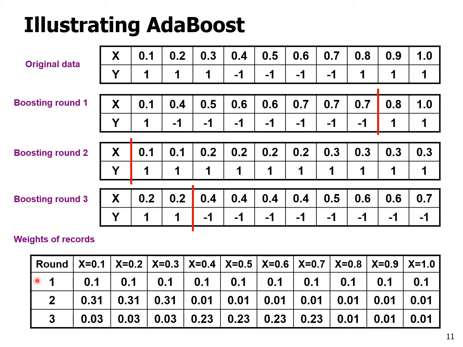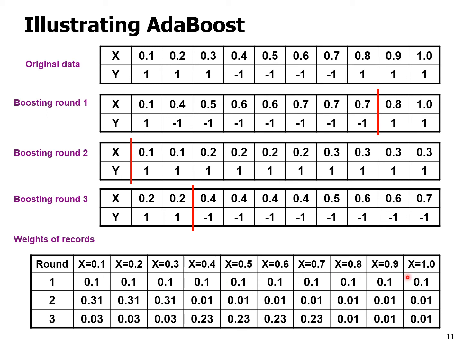So if you come down here, these are the weight values of each record. In the beginning, for each data, their weight values are the same, 0.1, okay? So each data has the same weight. After round one, we have this decision tree, and if you apply this decision stump to the original data, we have 3 errors here, right? As a result, the weight of these 3 has increased from 0.1 to 0.31, okay?